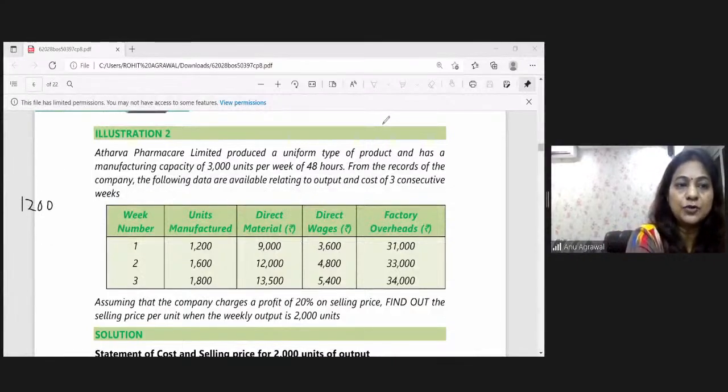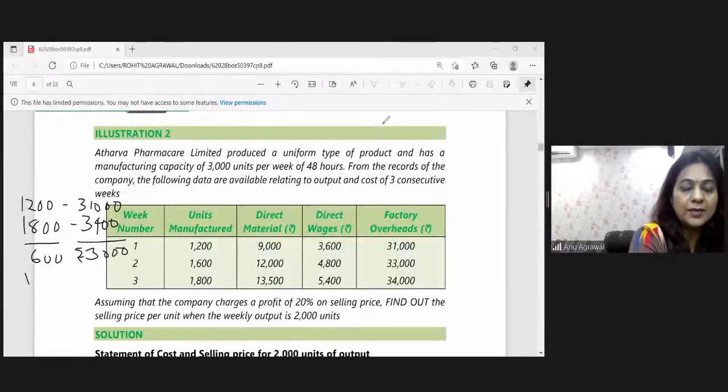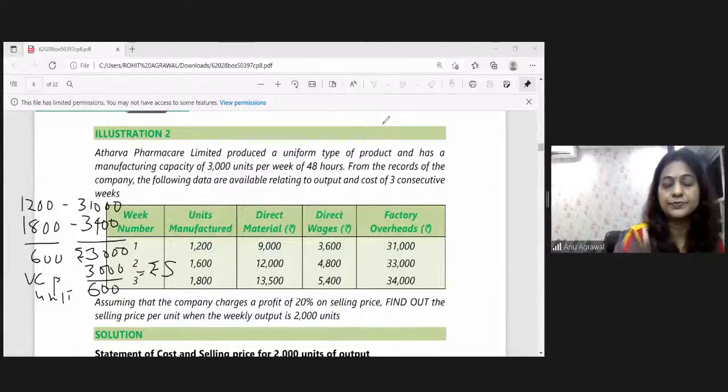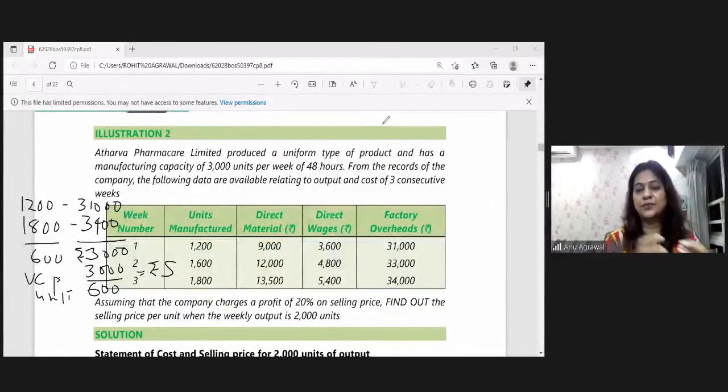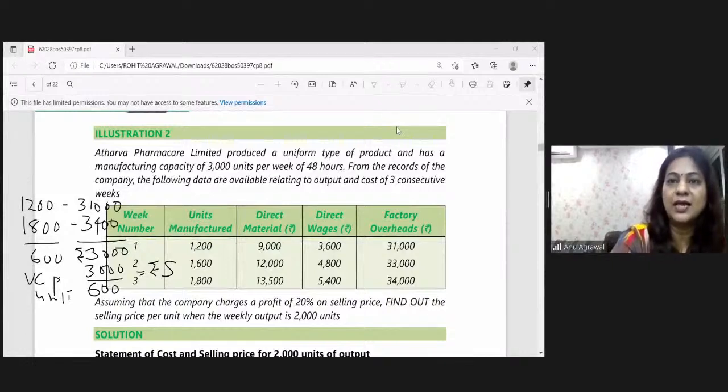I go by the high and low method. For 1,200 units, the expenditure is 31,000. For 1,800 units, the expenditure is 34,000. So the difference in units is 600 and the difference in expenditure is 3,000. So the variable cost per unit will be 3,000 divided by 600, which is ₹5. Now, once I know that the variable cost is ₹5, we can find out how much is fixed and how much is variable. Let us do that.